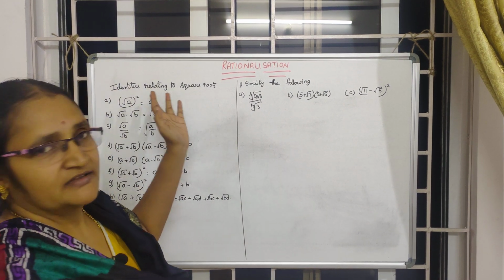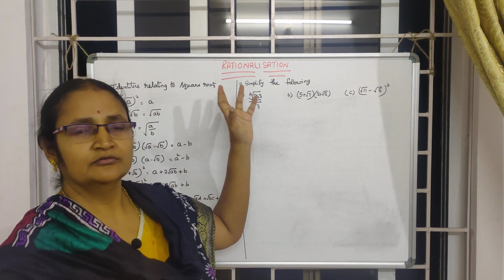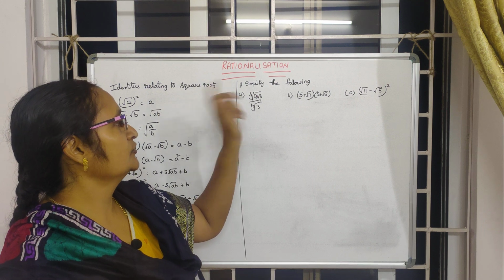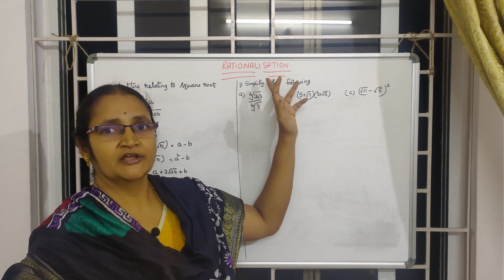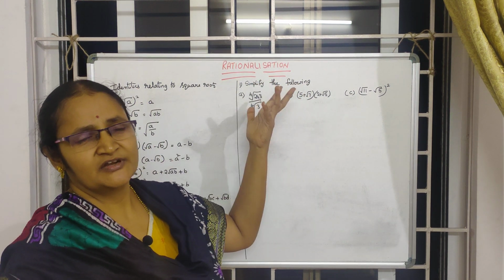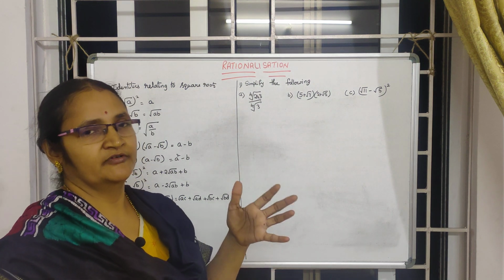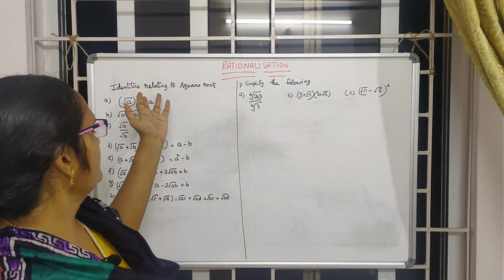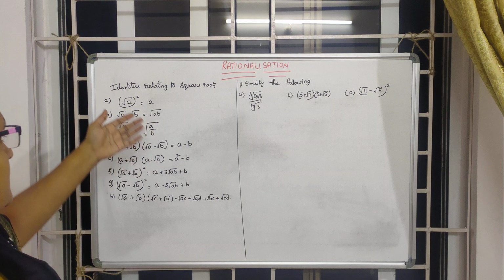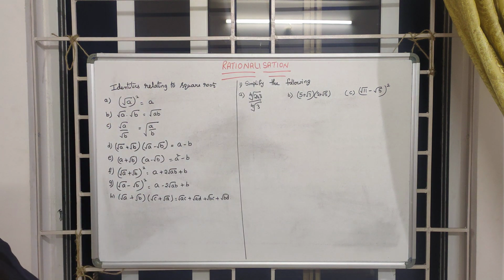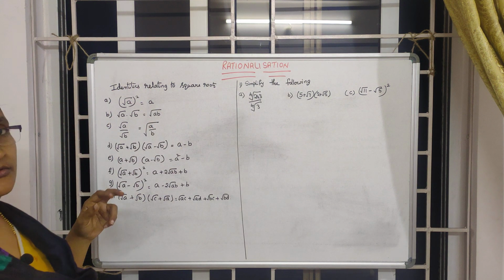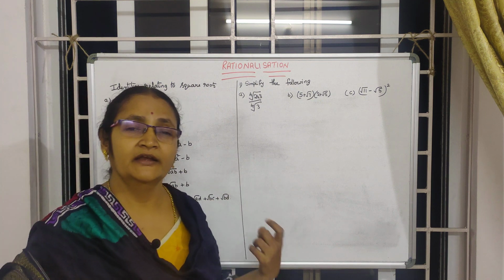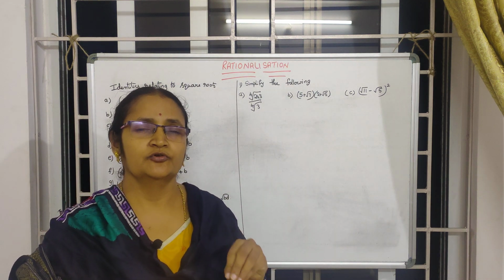Everyone, in this video we are going to solve problems based on rationalization. What rationalization is, and all that, we'll cover in further videos. In this one, we are going to learn about the identities relating to square roots. Square roots we already know, identities we also know, and we are applying identities on square root problems.